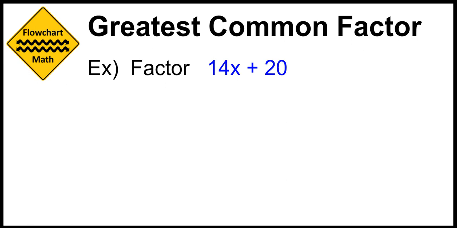To do that, we can see that both of the two terms are divisible by 2. That is the GCF for this problem. We want to write this problem, 14x plus 20, as the product of 2 times whatever else is left. Think about the distributive property.